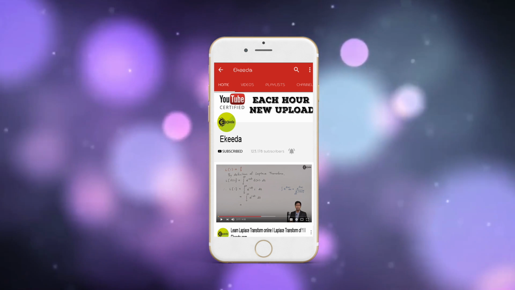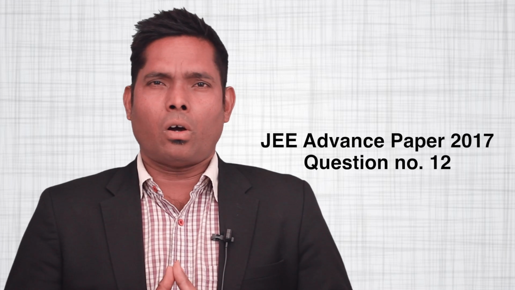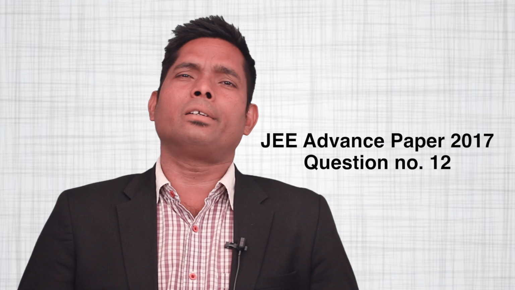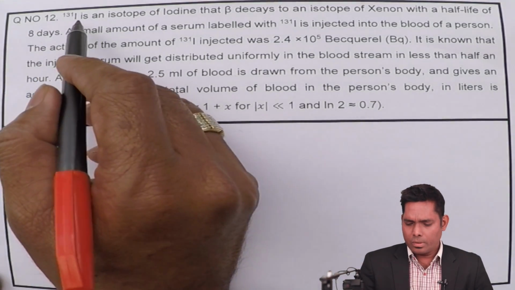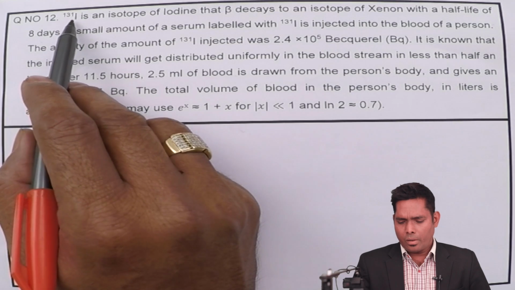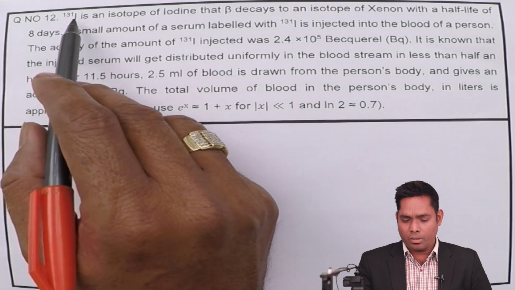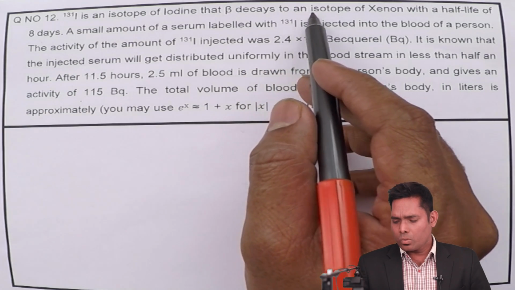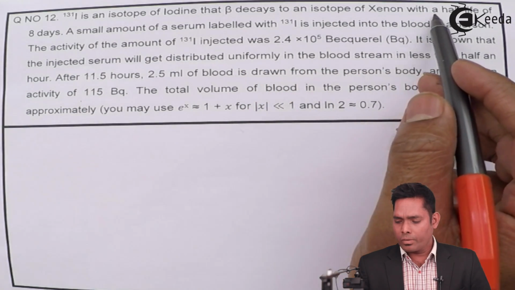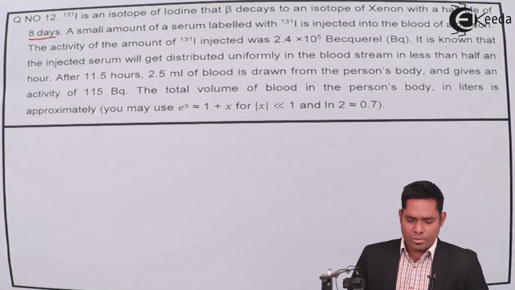Hello students, let us solve the next question, question number 12 of JEE Advanced Physics Paper 2017. It says, I-131 is an isotope of iodine that beta decays to an isotope of xenon with a half-life of 8 days. So the half-life is 8 days.